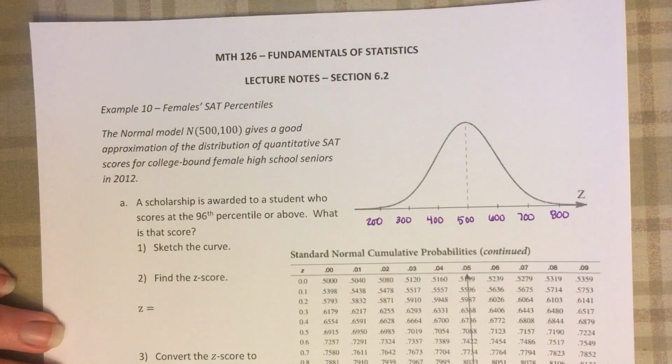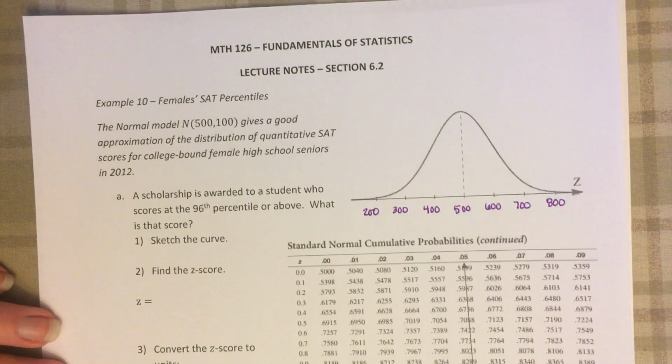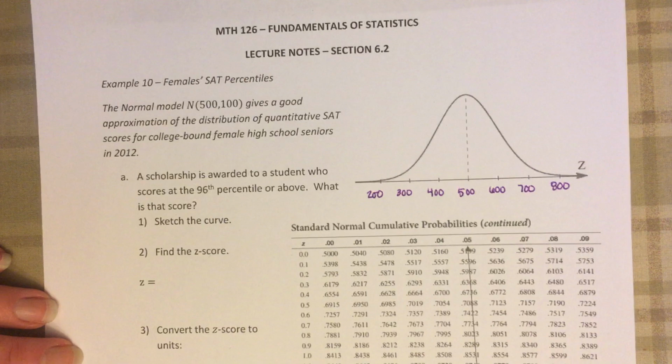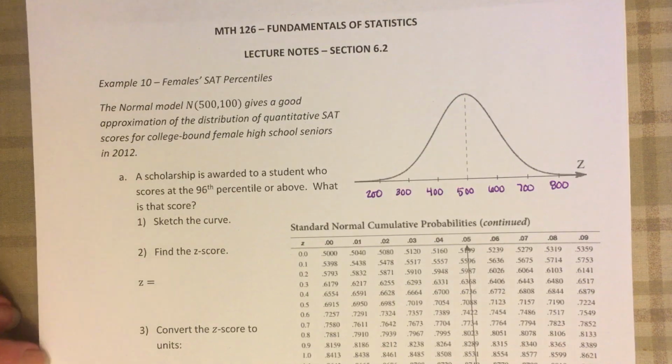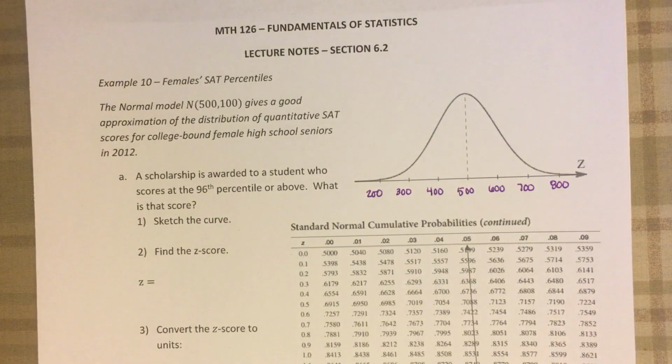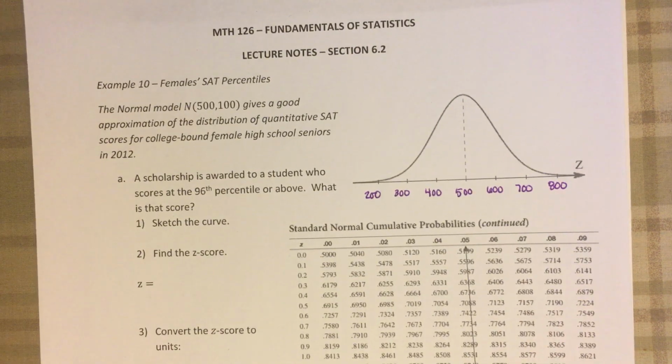A scholarship is awarded to a student who scores at the 96th percentile or above. What is that score? So here we are given a percent and we are asked to find a value. We are asked to find a score. So the first thing we want to do is draw a sketch.